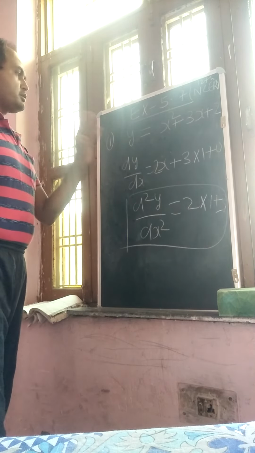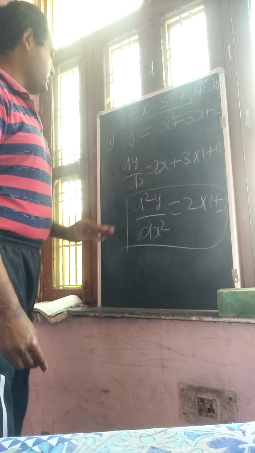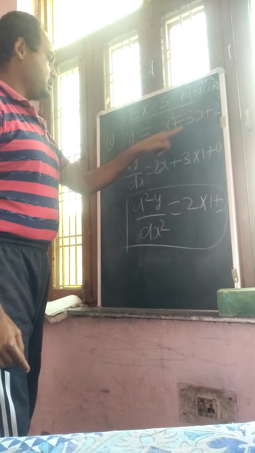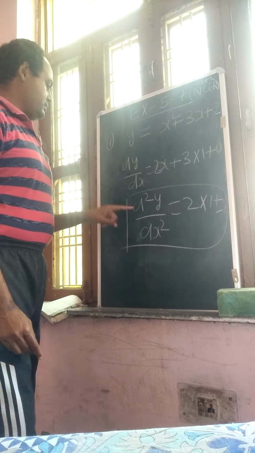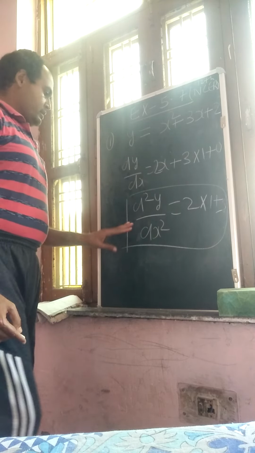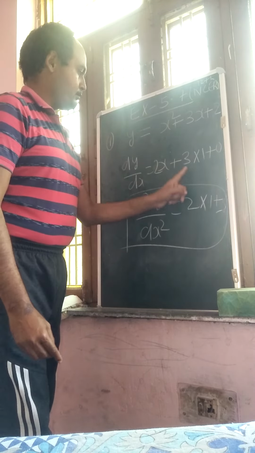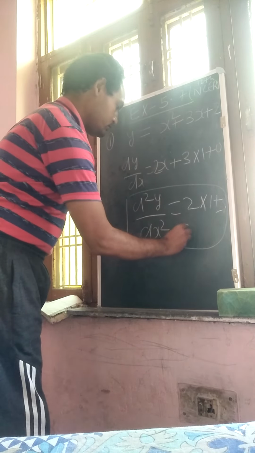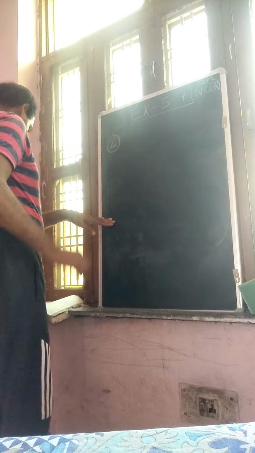Here y equals x square plus 3x plus 2. We have dy by dx equal to the differentiation: 2x, plus 3 into 1 and the constant is 0. We have 2x plus 3. The second derivative we denote d square y upon dx square. It is the symbol of the second derivative. So 2 into 1, plus 3 is a constant, so this is 0. So the answer is 2. This is the explanation.